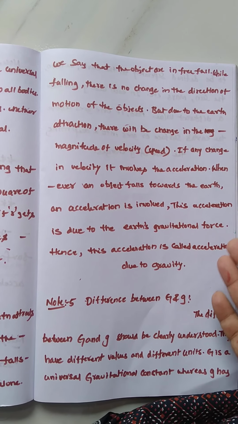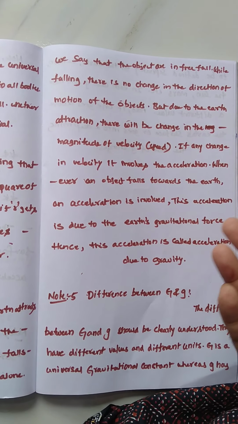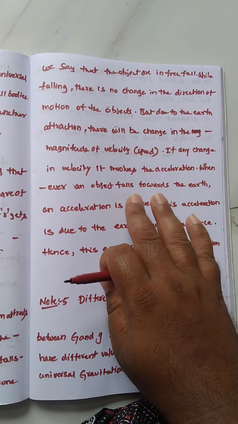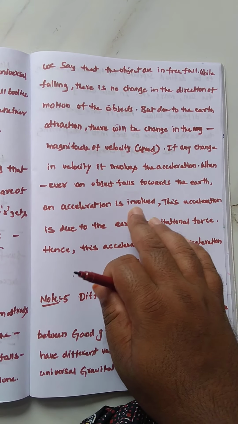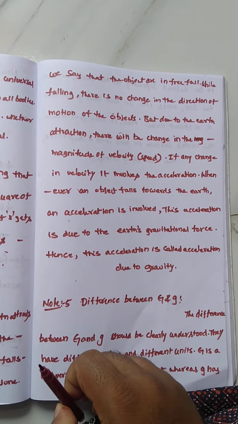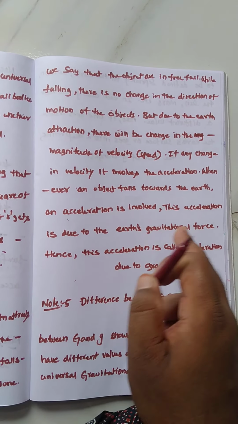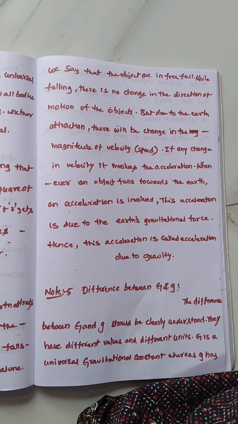There is no change in direction, but there is a change in the magnitude of velocity, so there will be acceleration also. If there is any change in velocity, it will cause acceleration. So whenever an object falls towards the earth, an acceleration is involved. This acceleration is due to the earth's gravitational force. Hence we call this acceleration the acceleration due to gravity.